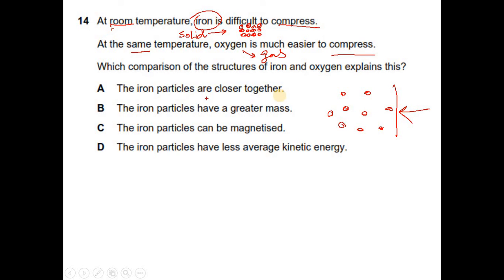So the iron particles are closer together, the iron particles have greater masses, the iron particles can be magnetized, the iron particle can have a less kinetic energy. So there's nothing to do with the magnetism, there's nothing to do with the greater masses, and of course there's nothing to do with the kinetic energy. Clearly the iron particles are closer, so they cannot be compressed. That's what option A is.